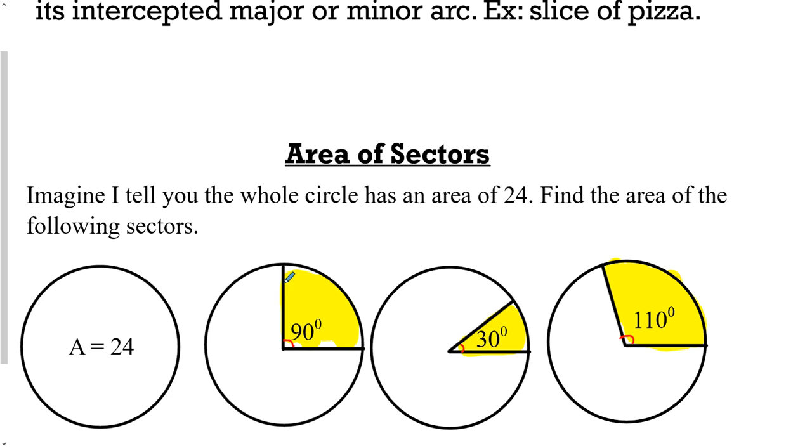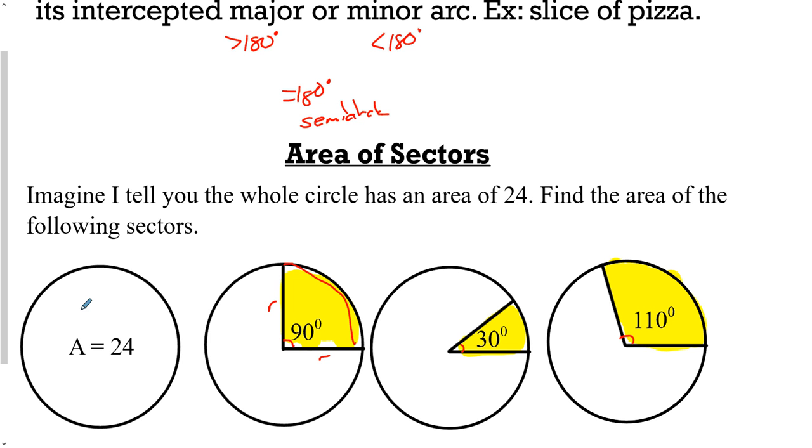And it's bounded by two radii, right? We got two radii here. And then this is the arc intercepted by that angle. It's major if it is greater than 180 degrees, and it's minor if it's less than 180 degrees. If it's equal to 180 degrees, then it's a semicircle.